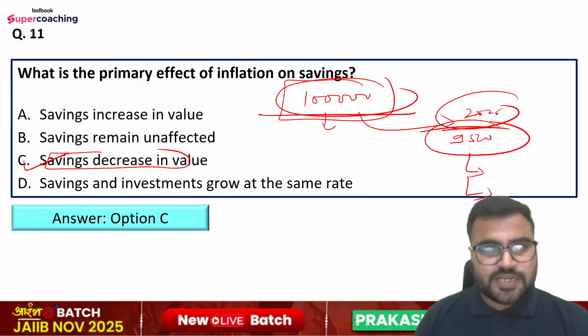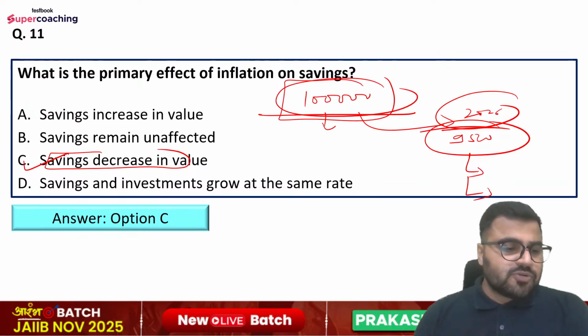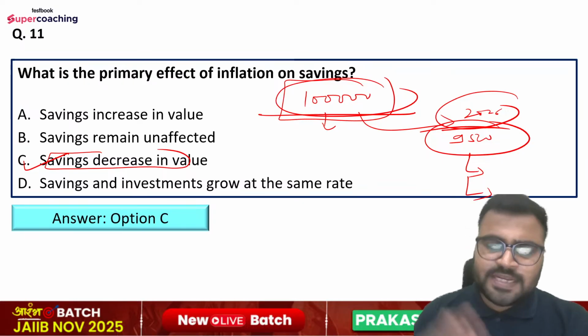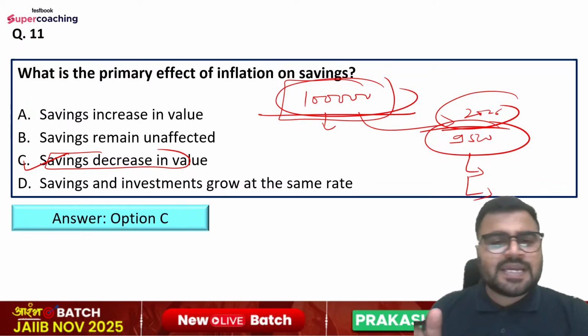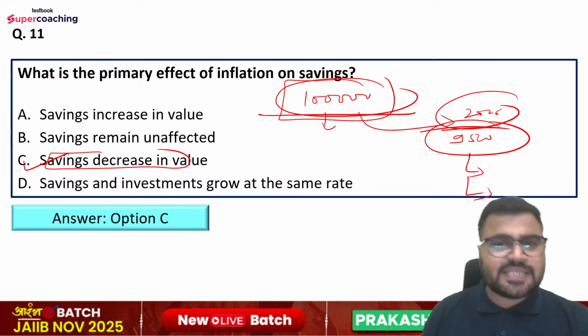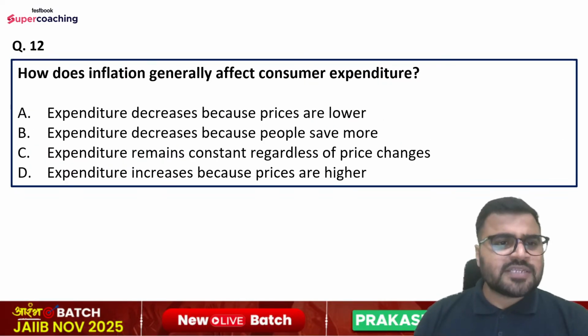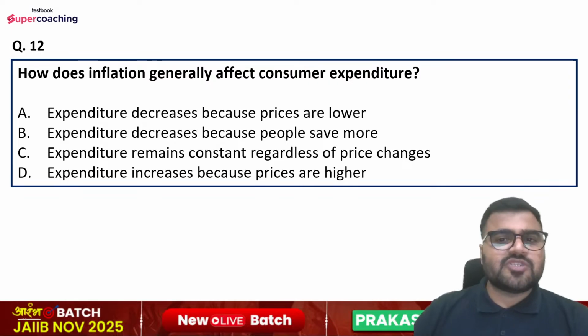Got it? But there might be the question, sir, if we keep that money in our savings bank account, or say FD, then it is okay. But the thing is that until and unless your interest rate is beating the inflation rate, you are not getting anything, your money is depreciating. Got it?